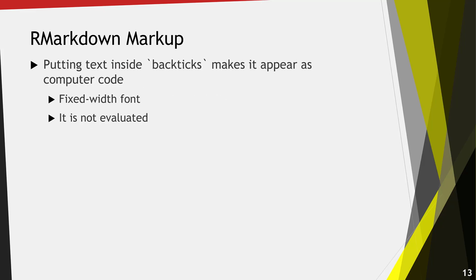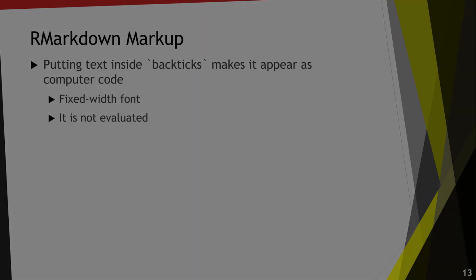The last piece of basic formatting code are backticks. This is in the very upper left-hand corner of your keyboard. If you put text between 2 backticks, it makes it appear as computer code.